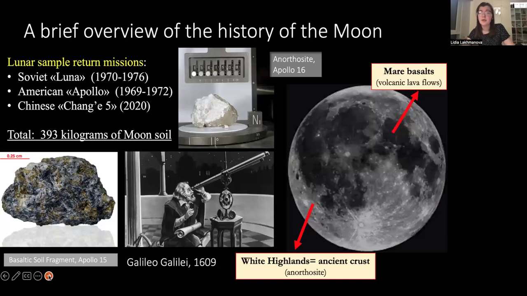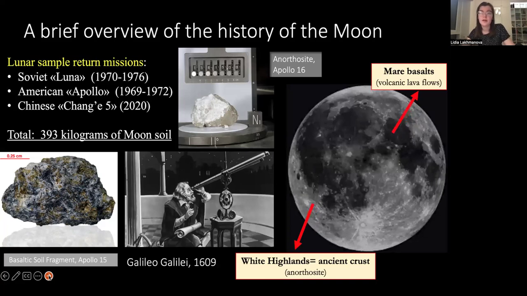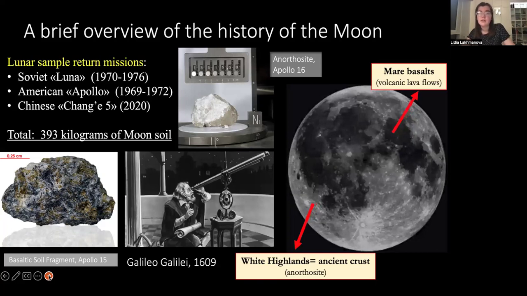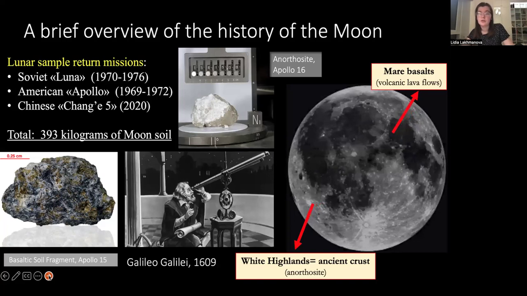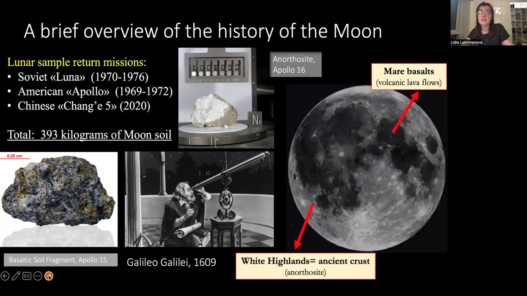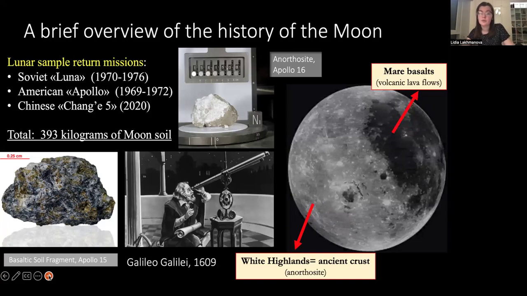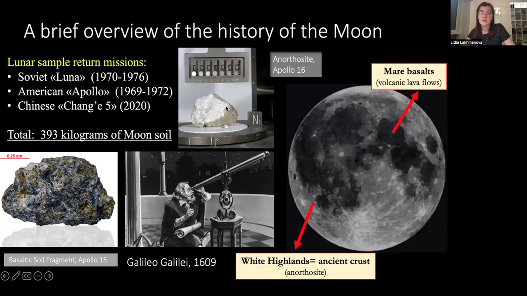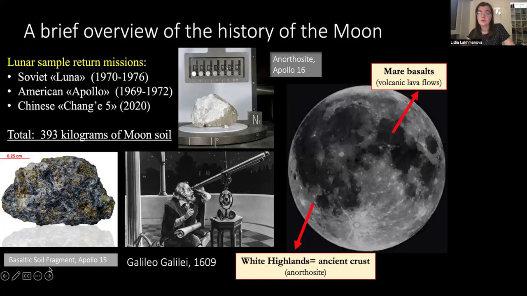The heyday of the lunar exploration occurred in the 70s of the last century. We all remember the American Apollo missions with astronauts and the Soviet lunar missions with robotic explorers. 44 years later, Chinese Chang'e 5 lunar mission successfully brought back pristine moon rocks to the Earth. So, up to date, we have 3 countries with lunar sample return missions and 393 kilograms of moon soil. On the slide, you can see photos of these returned rocks, anorthosite from Apollo 16 and the basaltic soil fragment from Apollo 15.